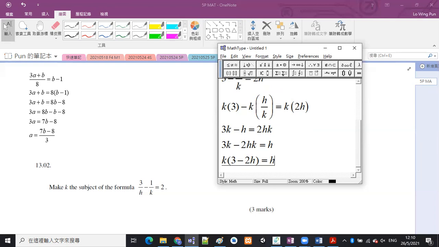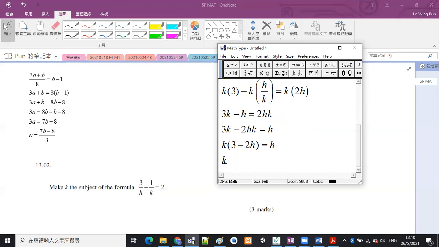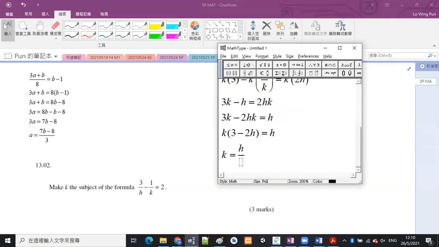Finally, I want k to be the subject. That is, I want k to be alone on one side. Now, it is multiplied by this bracket. So I just need to divide this bracket to the right-hand side. So k is equal to h divided by 3 minus 2h. So now k is alone on one side, and there is no more k on the right-hand side.